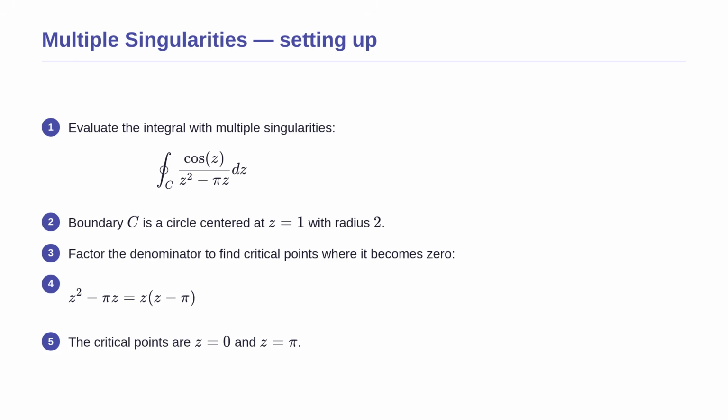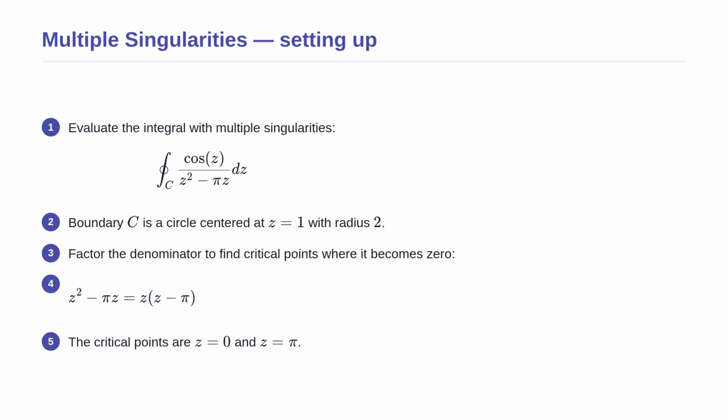That first example was perfectly set up for us. Now, let us tackle a slightly harder problem where the denominator has more than one root, representing multiple points of failure or singularities. We want to evaluate the integral of cosine of z divided by z squared minus pi times z. Our boundary path this time is a circle centered at z equals 1 with a radius of 2.